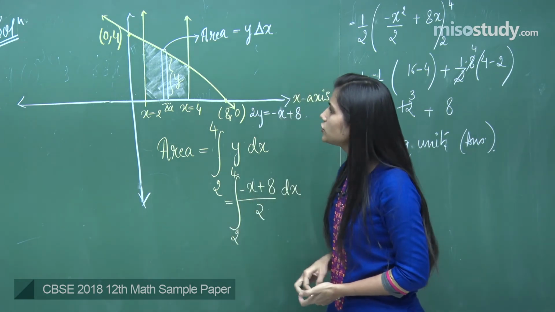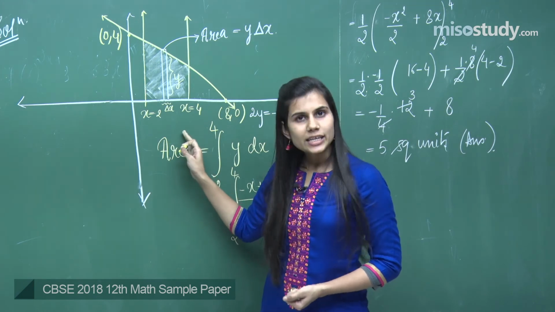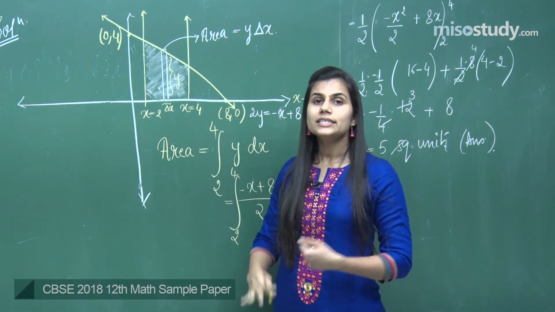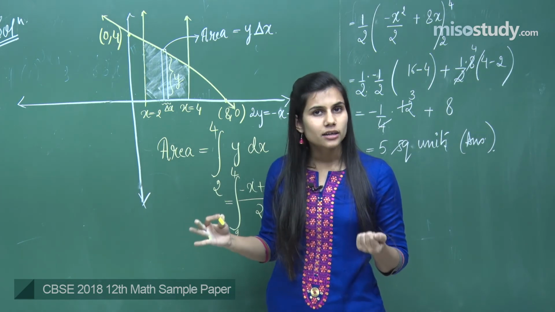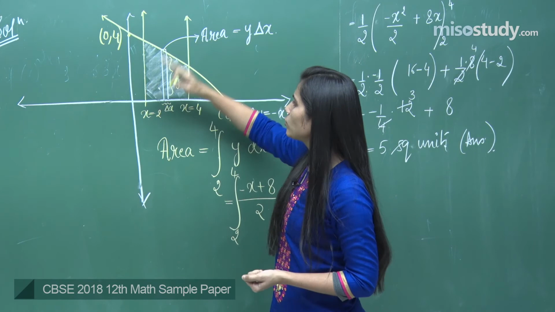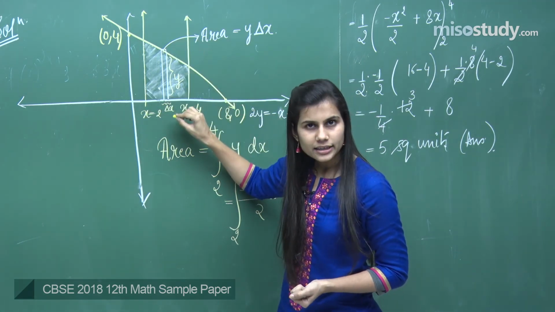The area of this shaded region is 5 square units. That is how I have dealt with this question. Basically understand firstly to draw the line. What is the question saying? To basically consider the region bounded by this line x equals 2, x equals 4 and the x-axis. So I got this region, then I drew this rectangle.